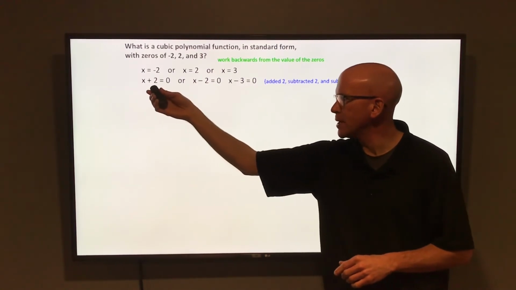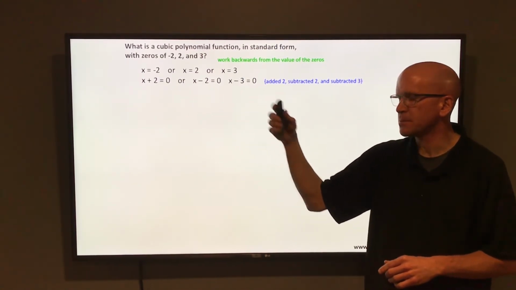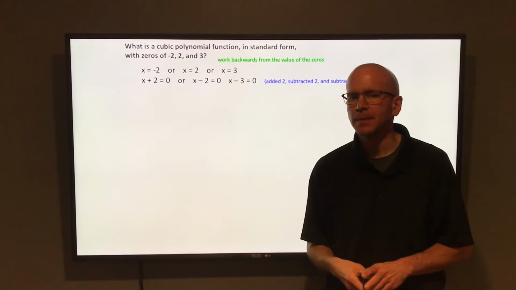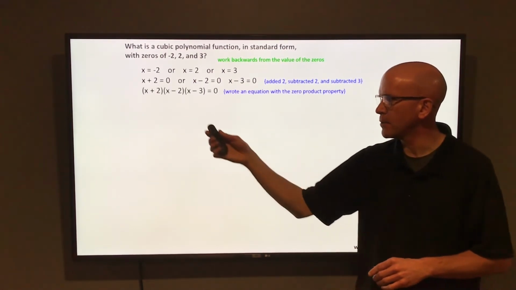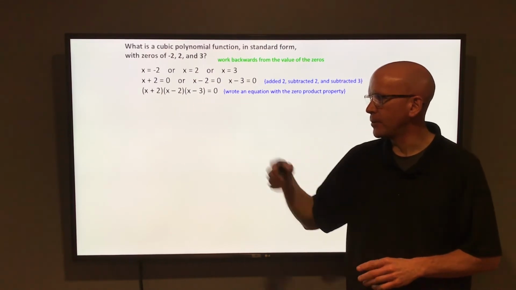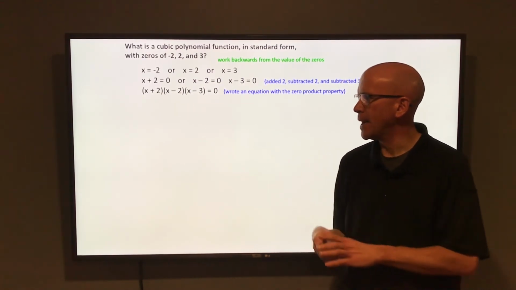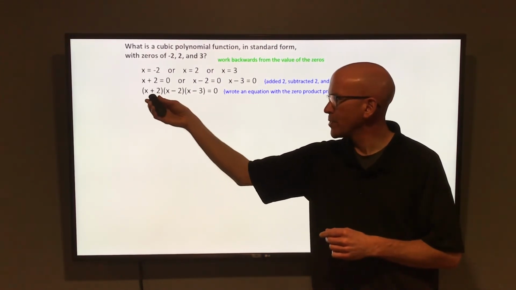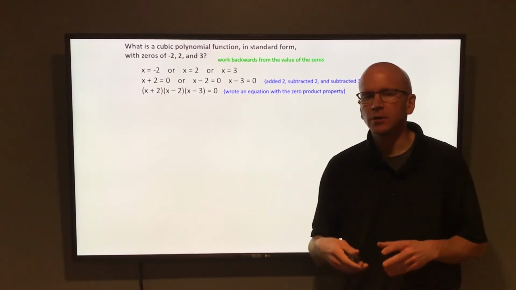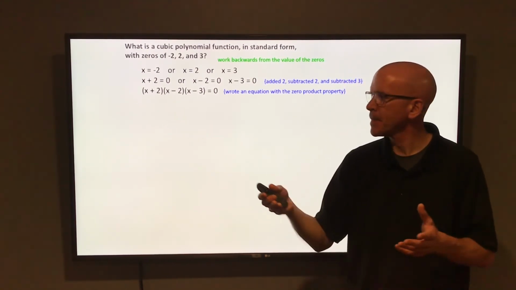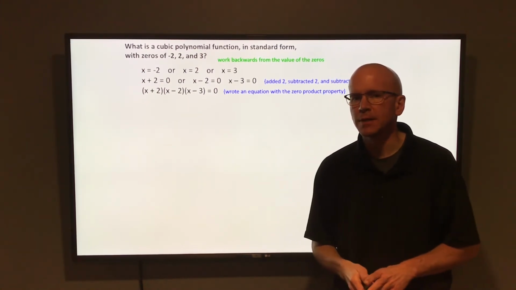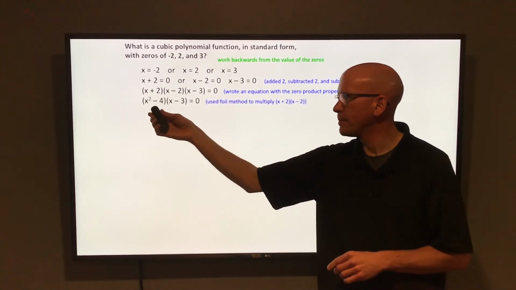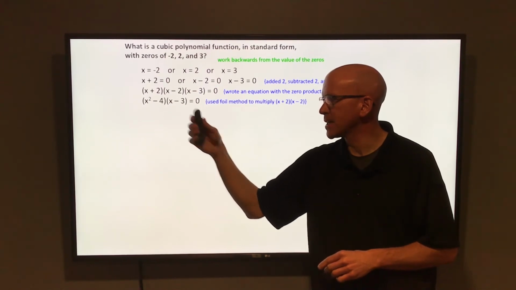Now those three, x plus 2, x minus 2 and x minus 3, they're all equal to 0. So if all three of those are equal to 0, that means you could multiply all three of those together and set that equal to 0. Now we need to multiply through that to get rid of the parentheses. With the x plus 2 times x minus 2, you could use the FOIL method or distributive property, but you could also realize that's going to produce a difference of two squares. That's going to be x squared minus 4. So we have x squared minus 4 times x minus 3.